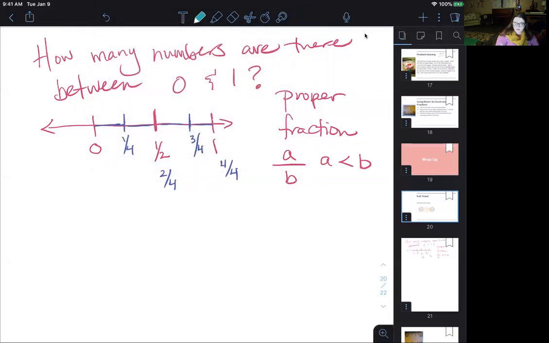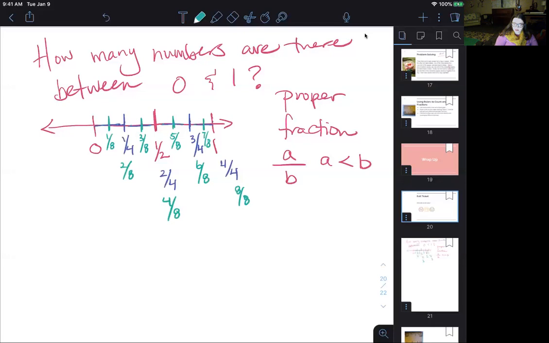So can we keep cutting this up? Well, sure. If I cut each slice in half again, now I have 1, 2, 3, 4, 5, 6, 7, 8 equal slices. So that makes this 1/8. Here's 2/8. Here's 3/8. Here's 4/8. Here's 5/8. Here's 6/8. Here's 7/8. And here's 8/8. 8/8 being 1 whole.